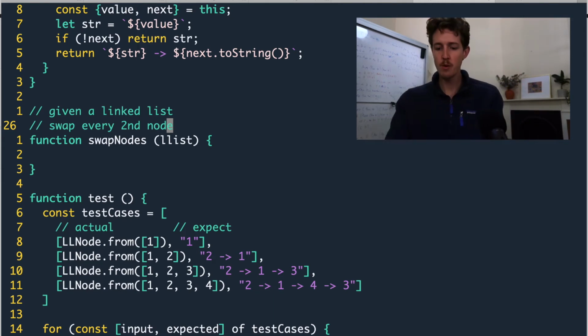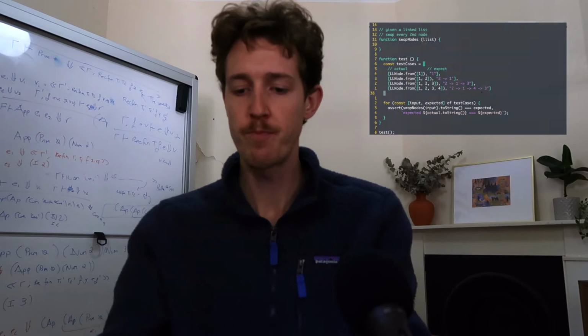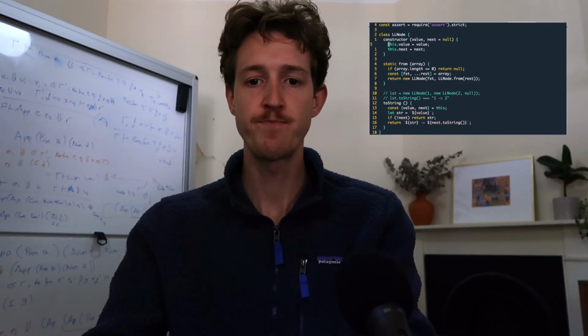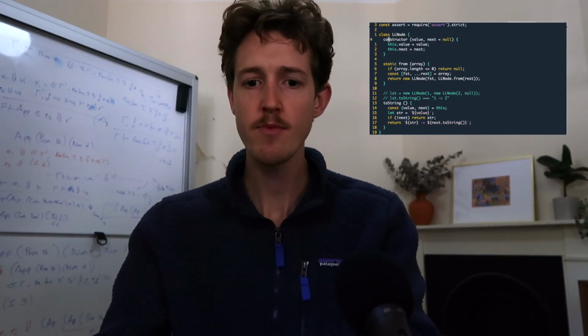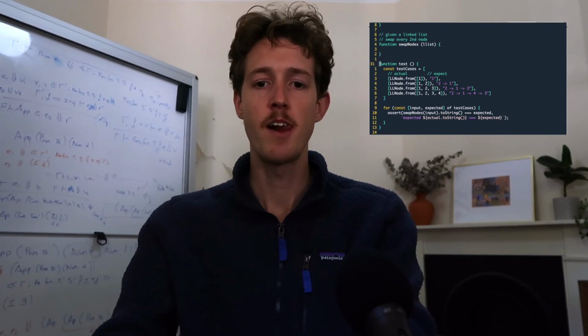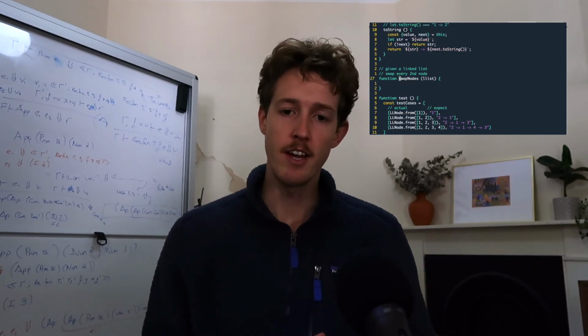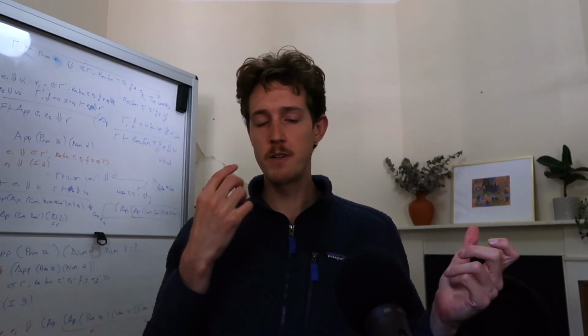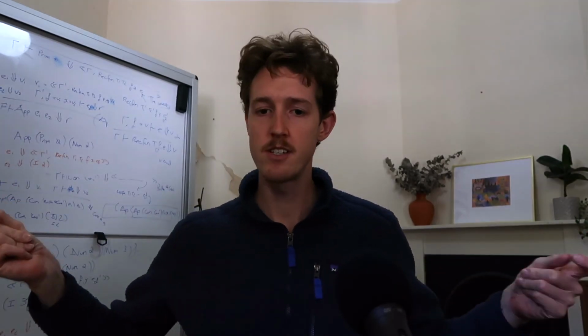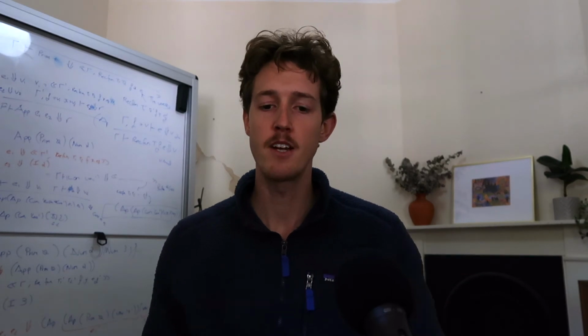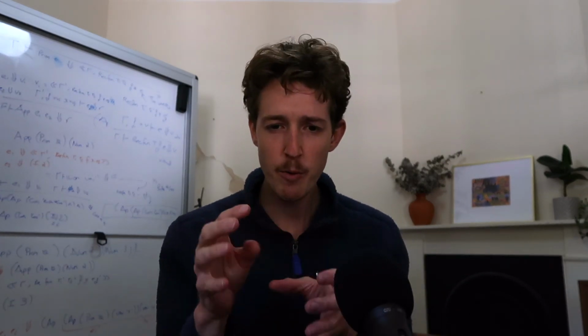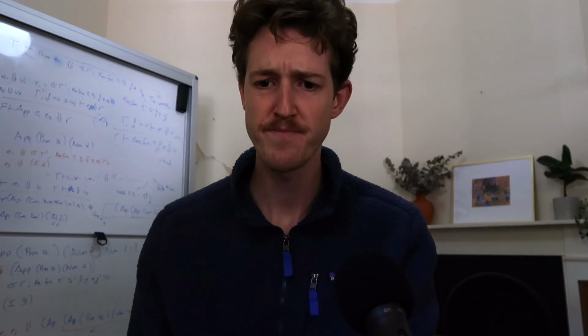So we've got everything in place, right? We've defined the data structure, L node. We've got some test cases set up, and we've defined the function that's going to actually implement the algorithm. So okay, we're looking good. This is what we want. Now we've got to turn our thoughts into how we would actually implement swap nodes.